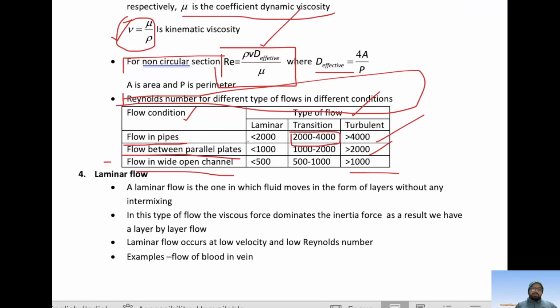Now we come to see detail about laminar flow. A laminar flow is one in which fluid moves in the form of layers without any intermixing. There is no intermixing between the fluid particles.